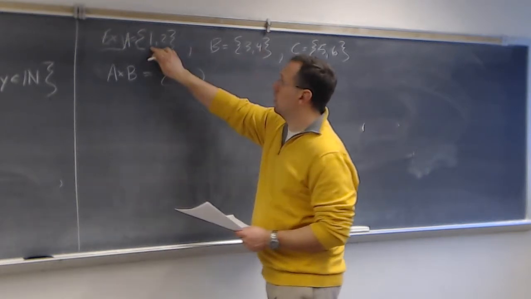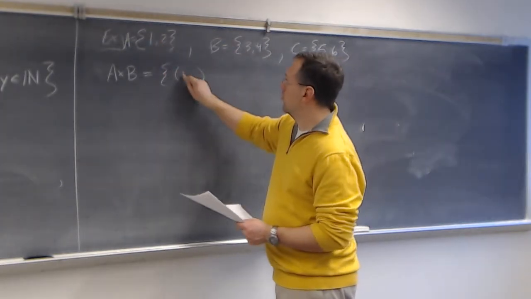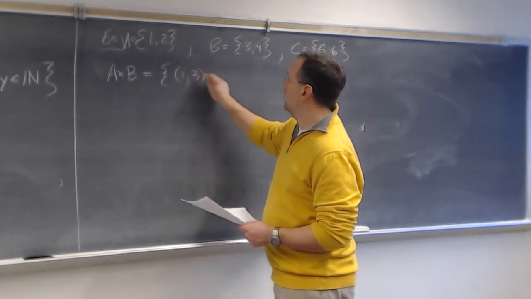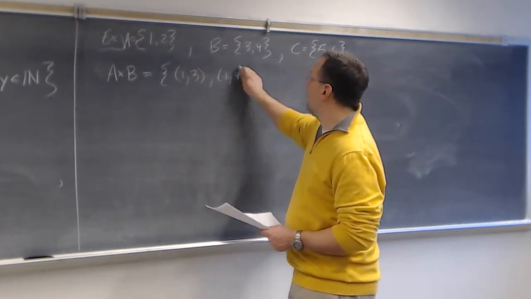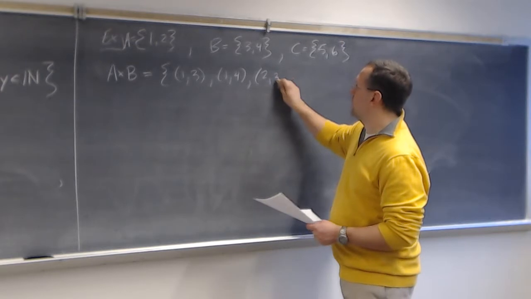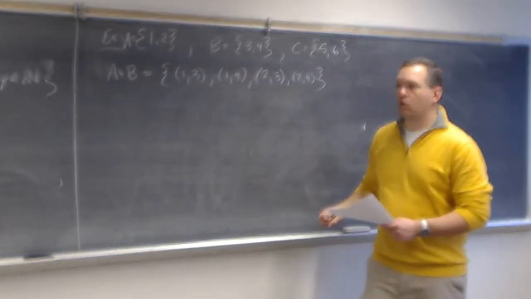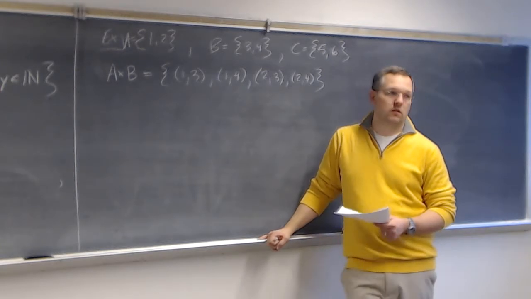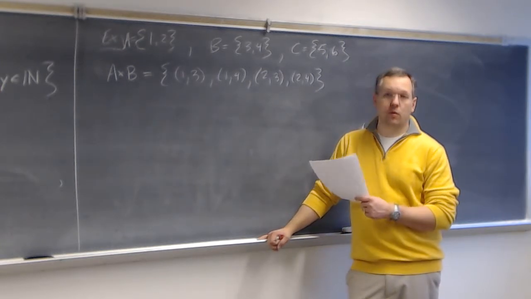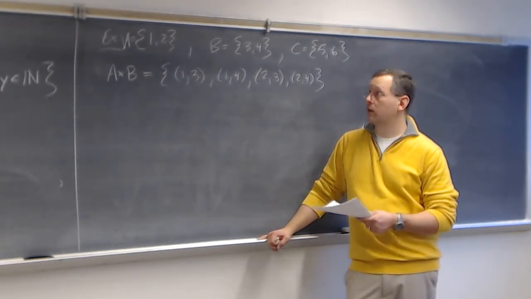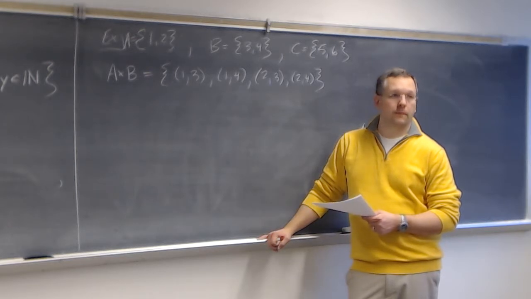I'm going to start kind of systematically. I'm going to use (1, 3), (1, 4), (2, 3), (2, 4). There's the whole set A cross B: all possible points where the first coordinate is from A and the second coordinate is from B.